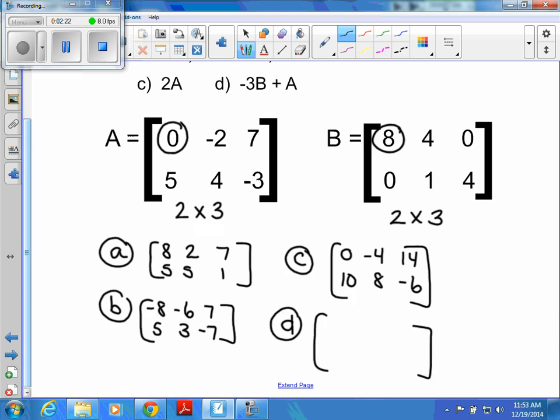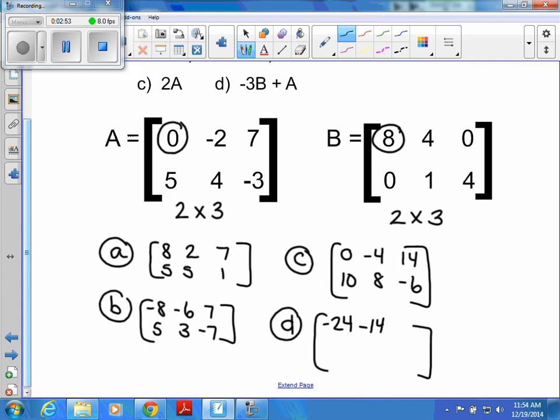All they want you to do is take everything in B, multiply it by negative 3, and then add it to the A. So I'm going to try to do this. We're in college algebra. We should be able to multiply and add at the same time. So 8 times negative 3 is negative 24, and then you add 0 to it. It stays negative 24. 4 times negative 3 is negative 12, and then you add negative 2, which makes negative 14.